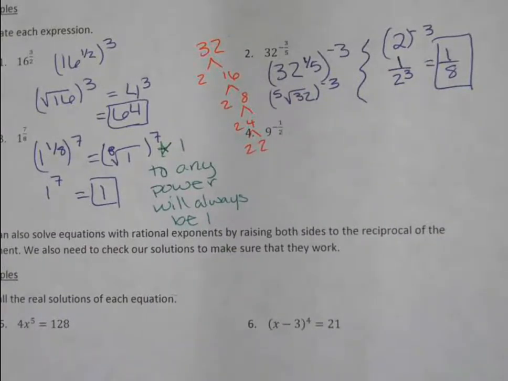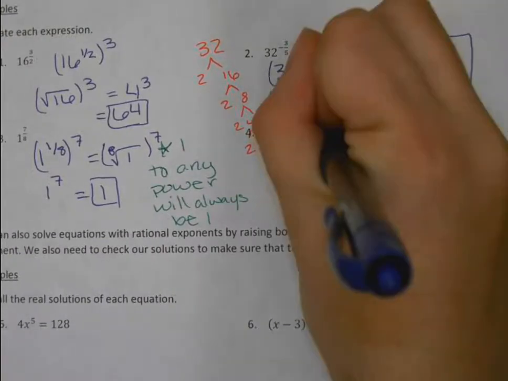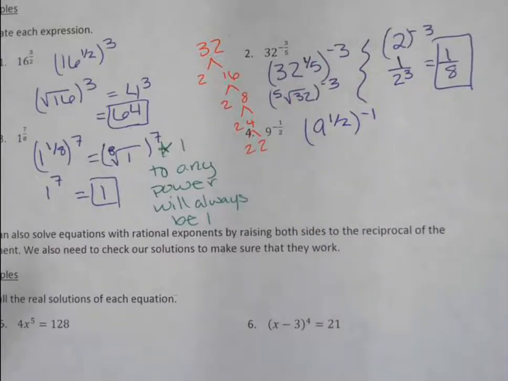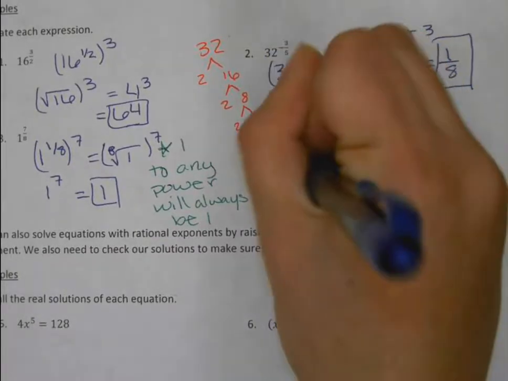Okay, so number 4, I'm going to rewrite it as 9 to the 1/2 to the negative 1. Then to go from exponent to radical, it's just going to be the square root of 9 to the negative 1.